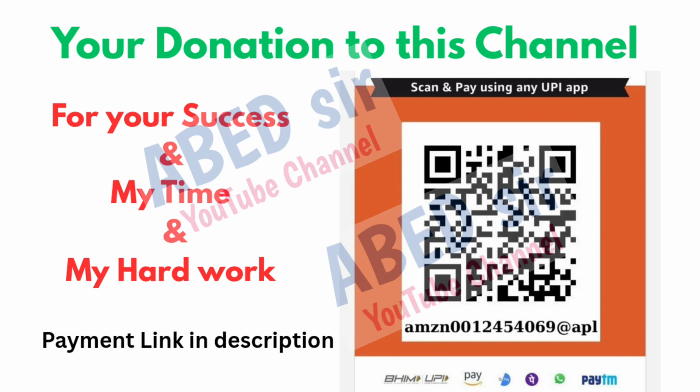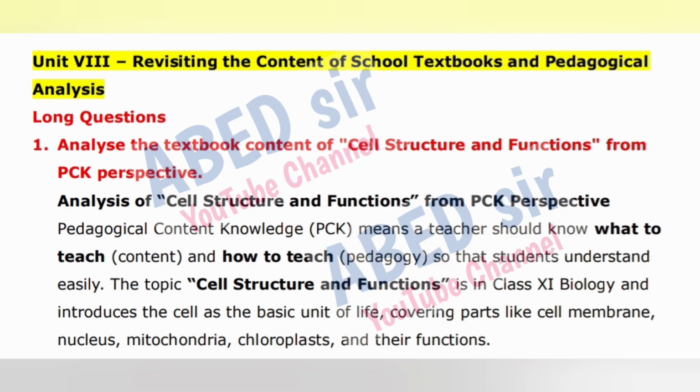Next, Unit 8. Long questions. First important long question is 1. Analyze the textbook content of cell structure and functions from PCK perspective. Analysis of cell structure and functions from PCK perspective.